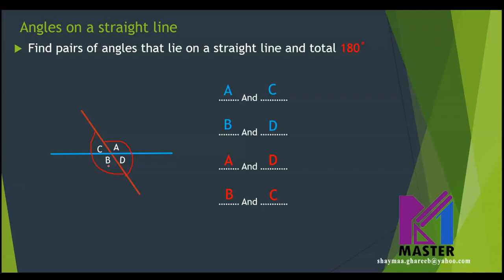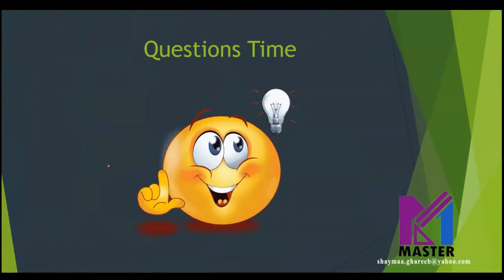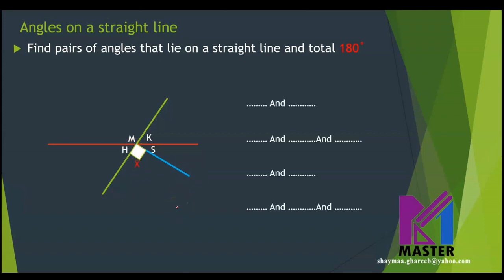Now, do you understand how to identify angles on a straight line? Let's have some questions. Find the pairs of angles that lie on a straight line and total 180 degrees. Look at this diagram. I have a red line, a green line, and a blue line. Let's identify angles on the straight line.